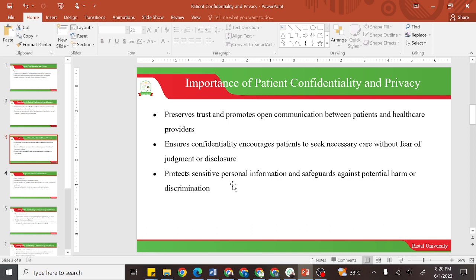Patient confidentiality and privacy is very important because if it is ensured, patients will have open communication between you and them, because they trust that you will keep their health information confidential, and that no one will have access to it and use it for different purposes. So they will not be fearful in revealing information to you, and this information is often very sensitive, and if you safeguard it well, then you are in a position to prevent any harm that can be directed towards the patient.